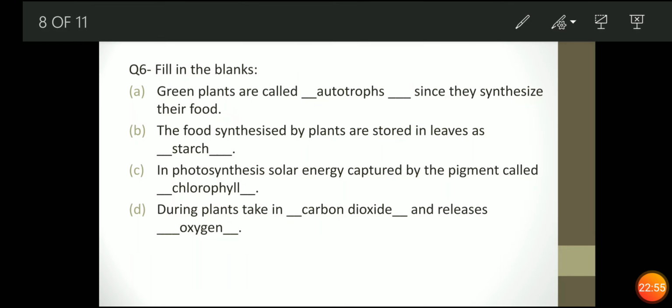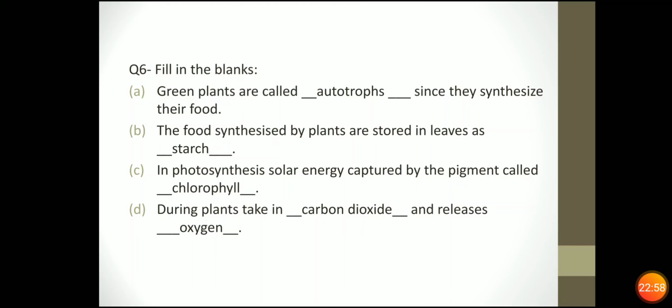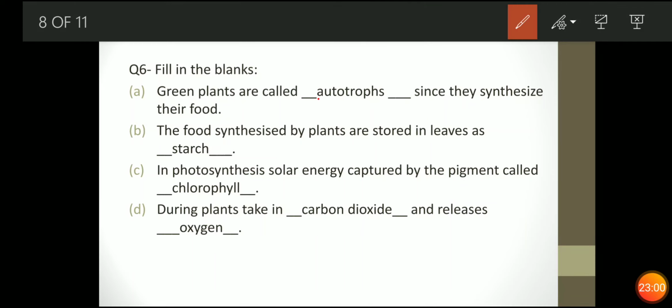Next question is fill in the blanks. Green plants are called autotrophs. Green plants हम क्या कहते हैं? Autotrophs, because they synthesize their food. Next, the food synthesized by plants is stored in leaves. जो food plants ने synthesize किया है वो leaves में store होता है. That is the extra food, so it is known as starch.